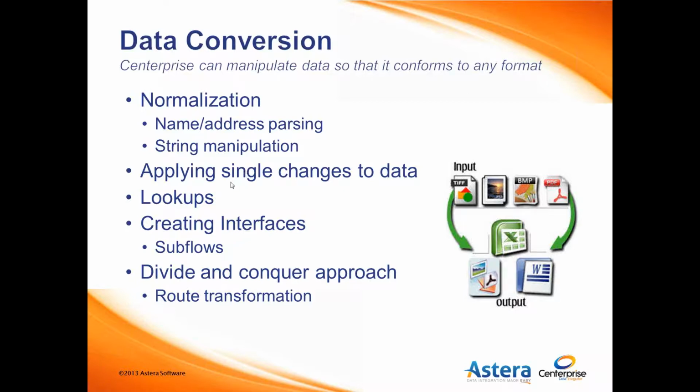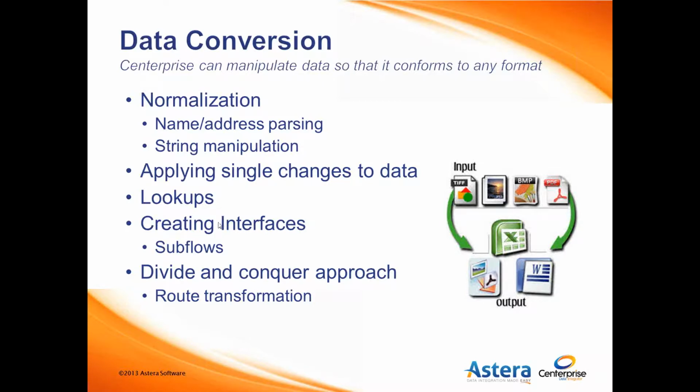A very common task is to perform a lookup. So you need a translation of data from one type to another. Let's say your partner has a payment code in one code format, and you have it in another. You need to map those together and create a translation table. Centerprise can help you do that.